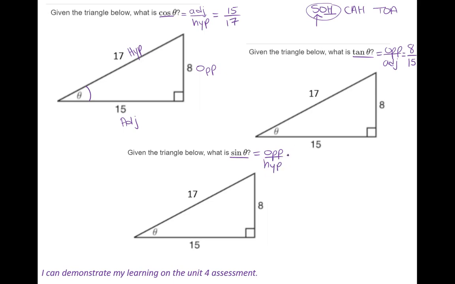Again, all that coming from SOHCAHTOA. Then I fill in those numbers. Opposite is 8 and hypotenuse 17. Alrighty, that finishes that. Those are, again, questions 3, 4, and 5.